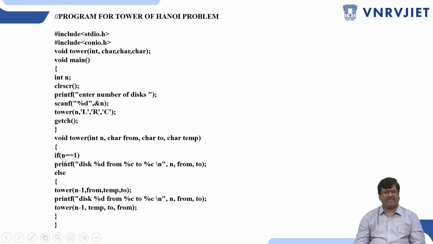If there is only one disk, I directly move from source to destination. If it is more than one, the same thing: first I move n minus 1 disks to the temporary needle, then I move the nth disk from source to destination, then I move all those n minus 1 disks from temporary to destination by using the source as a temporary now. So when moving these n minus 1 disks from temporary to destination, the source is the temporary. This is the recursive algorithm we use for the Tower of Hanoi problem.